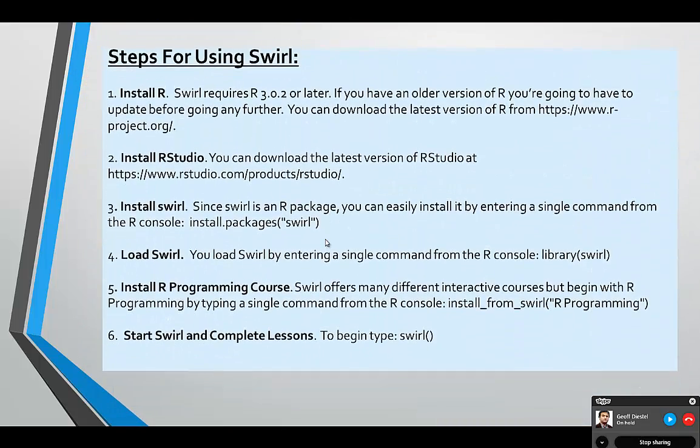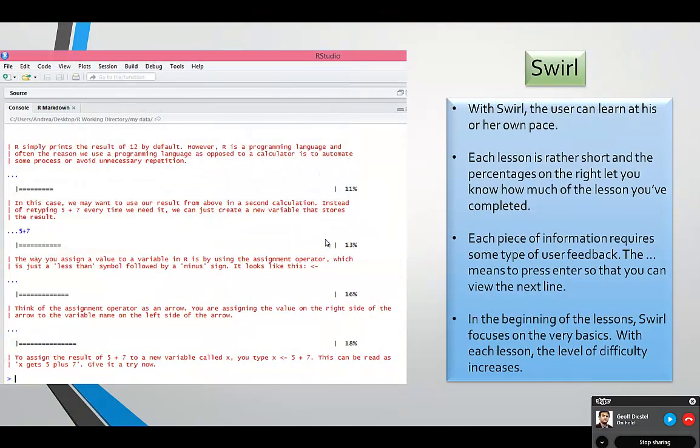Okay, now steps for utilizing Swirl. I did this more so for Minnie because I know she's going to continue using it. You're going to want to install R if you haven't already, and it has to have the 3.02, which is the newest version. You want to have RStudio, same version, obviously. Install Swirl, load Swirl, install the R programming course, and then start the Swirl lesson. Okay, so why Swirl? With Swirl, the user can learn at his or her own pace.